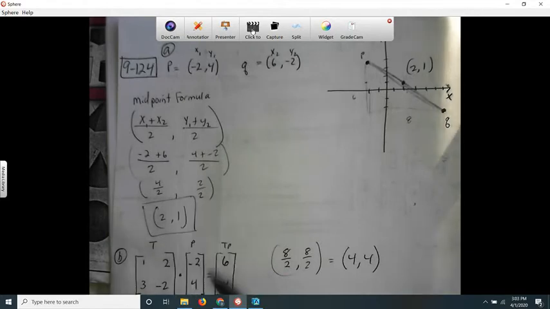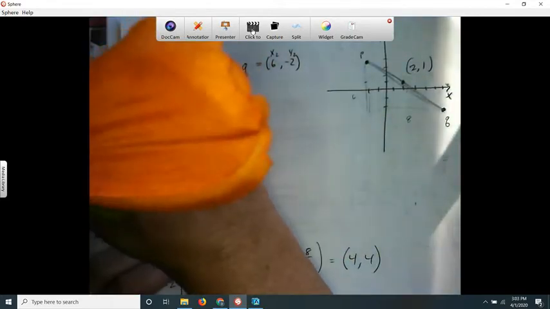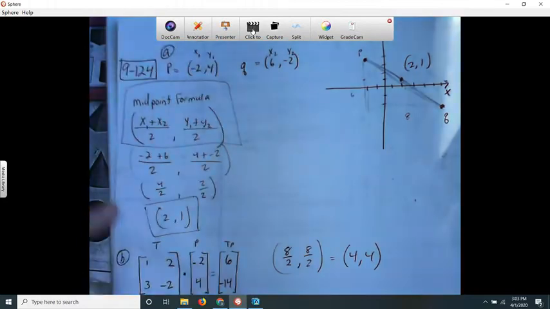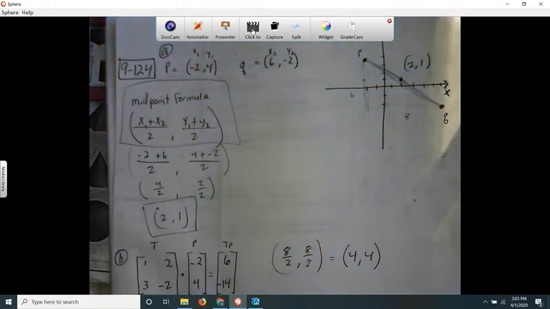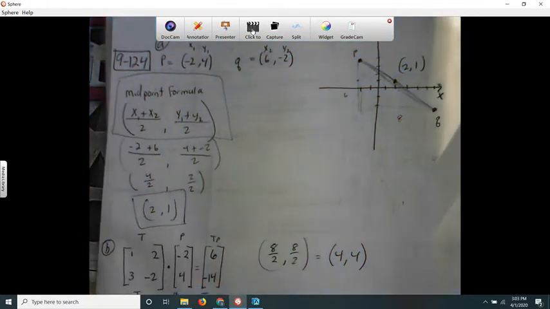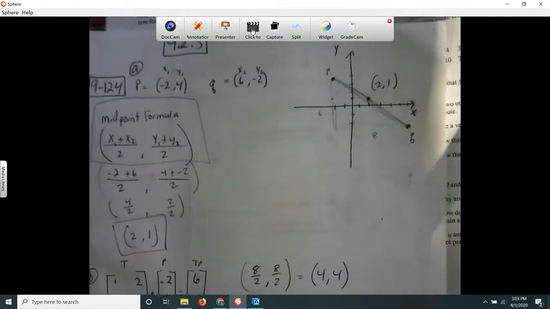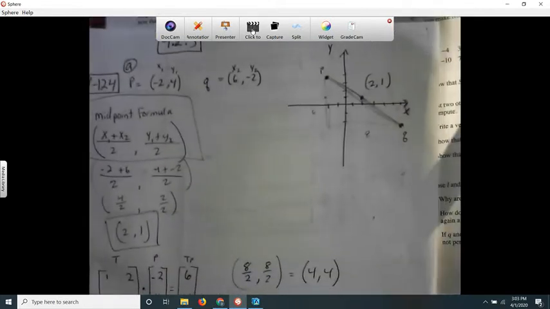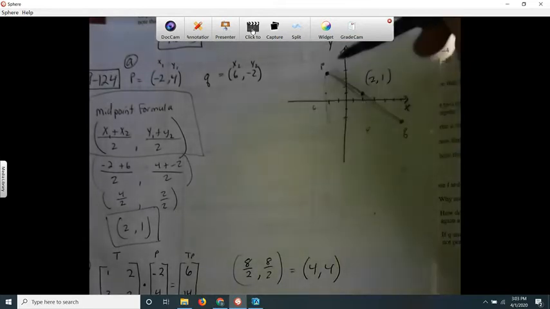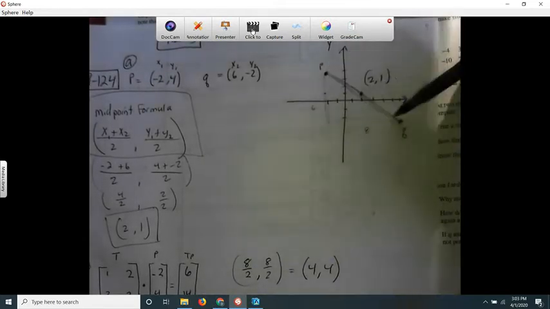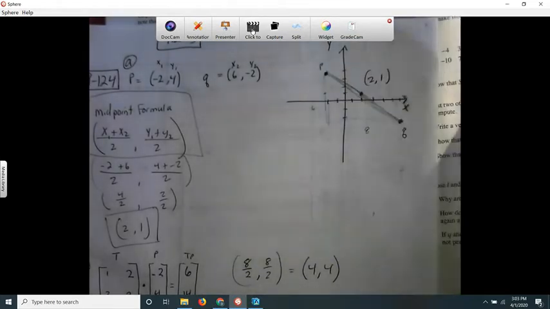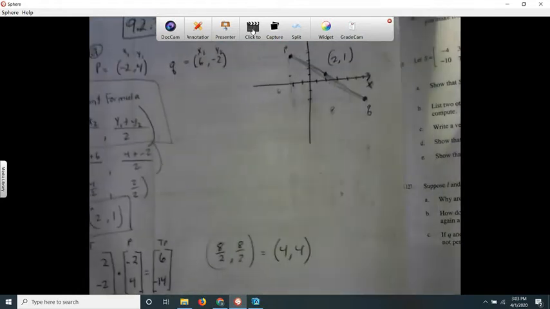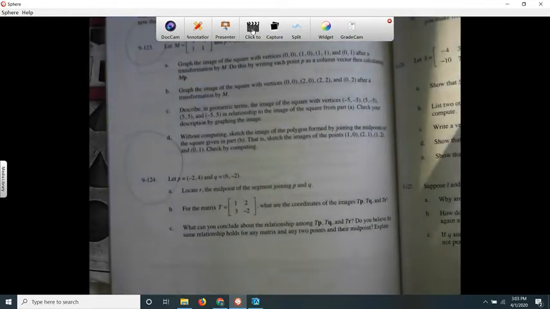So for those of you who love to have a formula sheet, you want to add that to your formula sheet. Or if you're one who likes to just draw the picture and figure it out using logic, then I've shown you how you can draw it and find the midpoint graphically. So anyway, that was letter A. It said locate R, which is the midpoint.